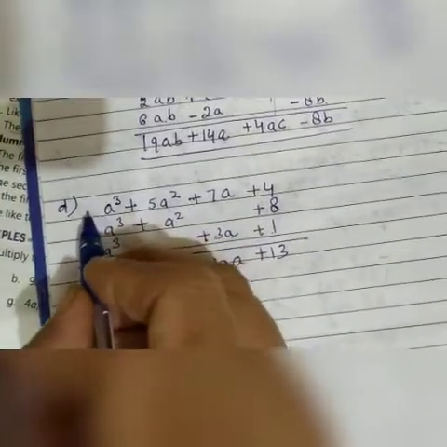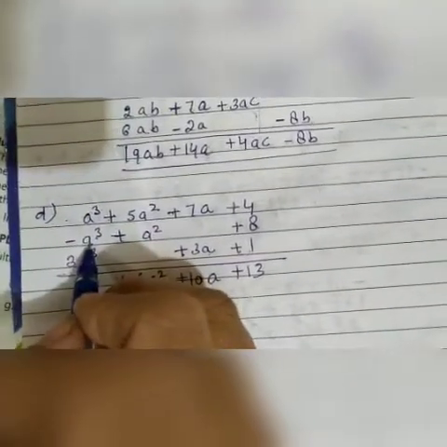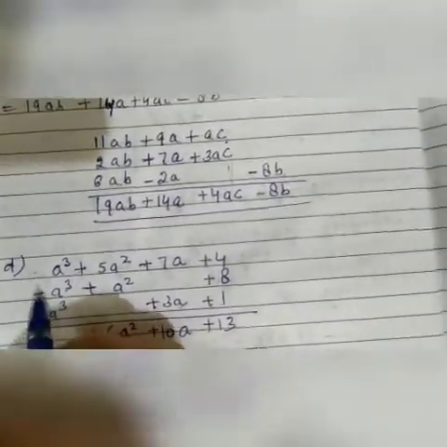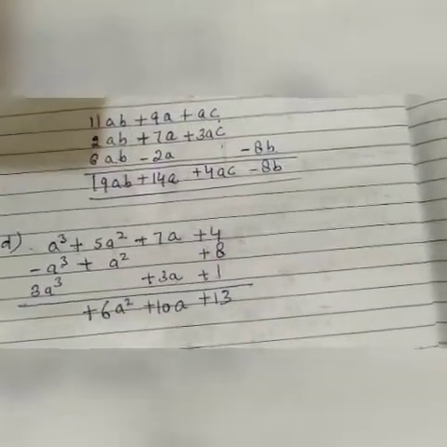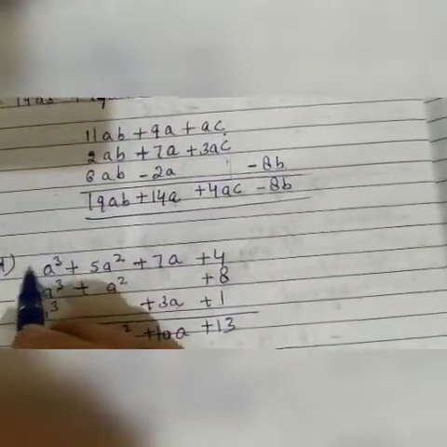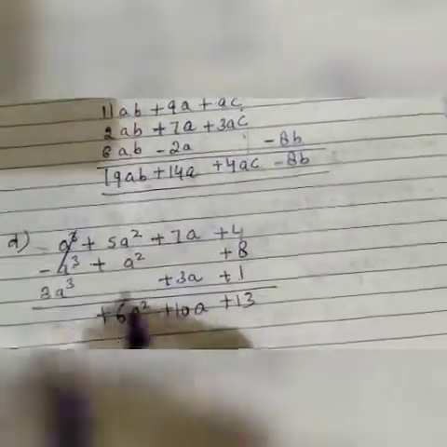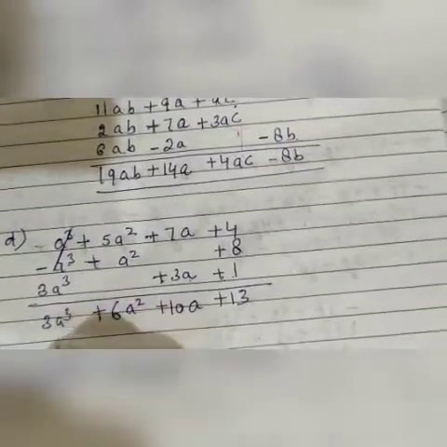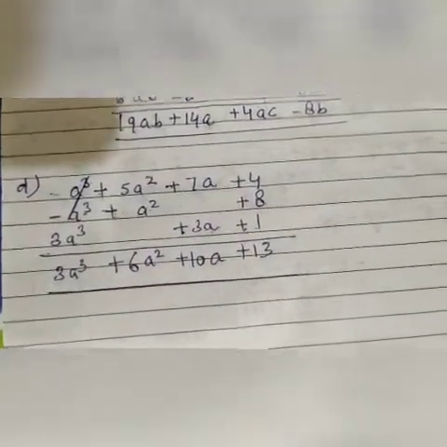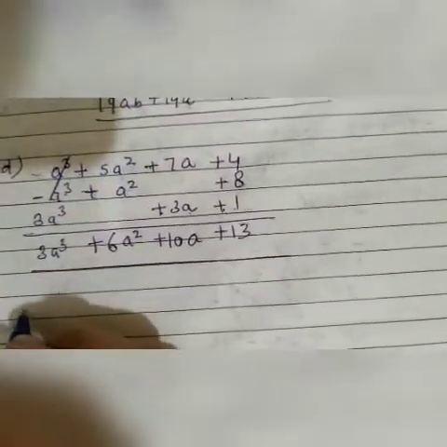Now see here. This is plus A cube. This is minus A cube. Both are same, but the signs are different. This is plus and this is minus. As I told you in first A part and B part, they will be cancelled. This is plus A cube, this is minus A cube. Only these two will be cancelled, and here 3A cube is left. Clear? D is done. Now come to E part.